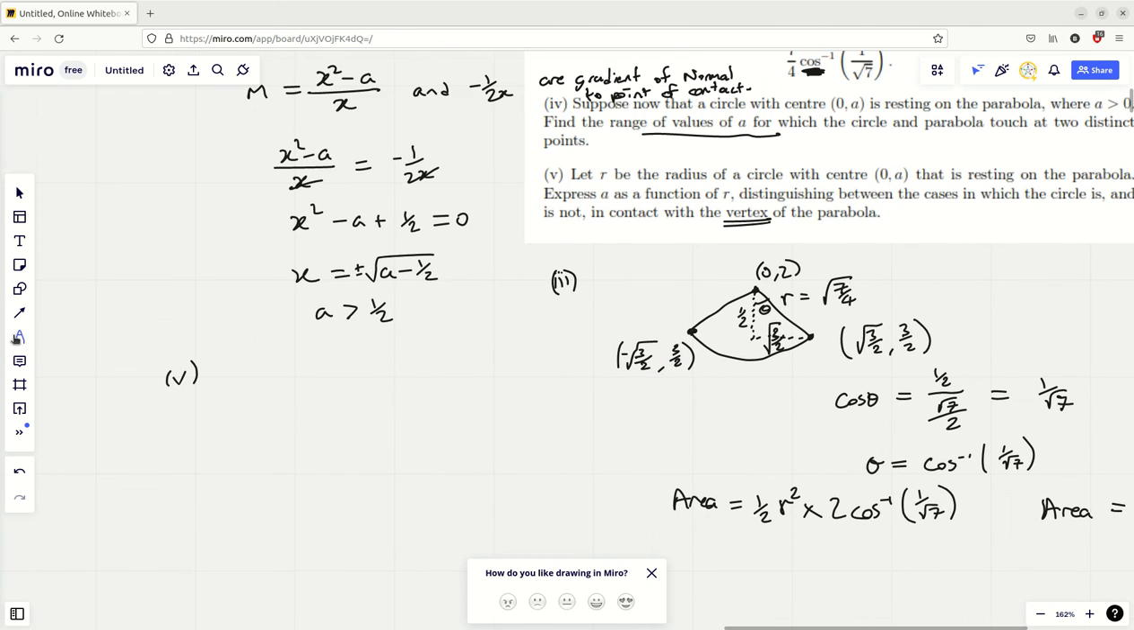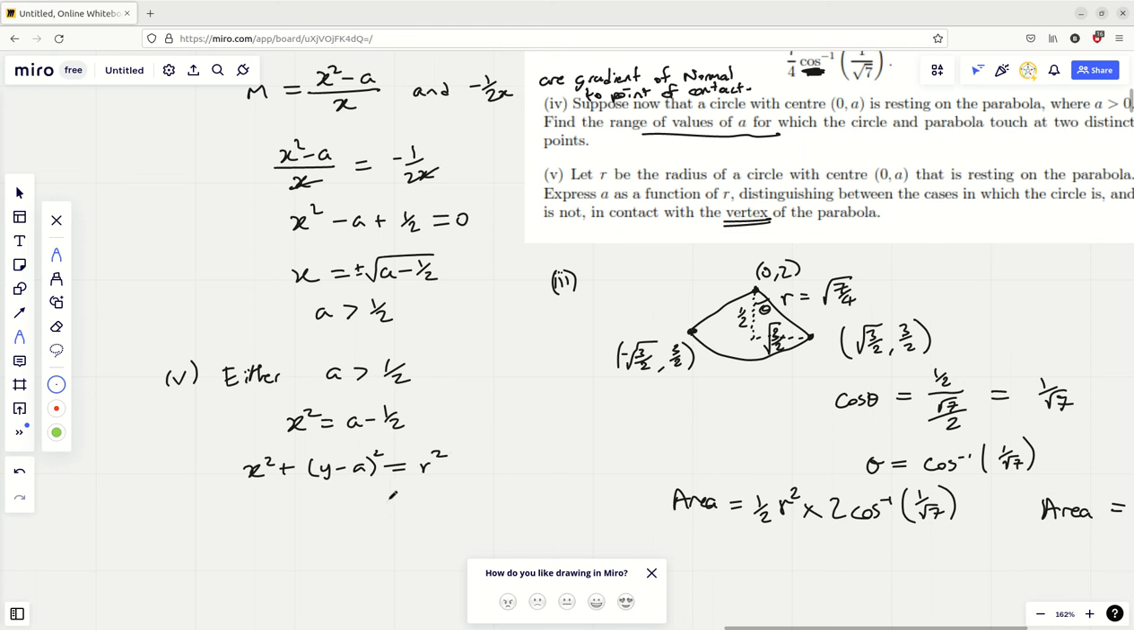And so either a is greater than a half, and this is a more complicated case really, in which case what do we have? Well, we already know x squared is equal to a minus a half. We're certain of that. And what we're interested in is expressing a as a function of r. Well, we also know the equation of the circle, which is x squared plus (y minus a) squared equals r squared. And we're trying to find a as a function of r. Let's get it the right way around.